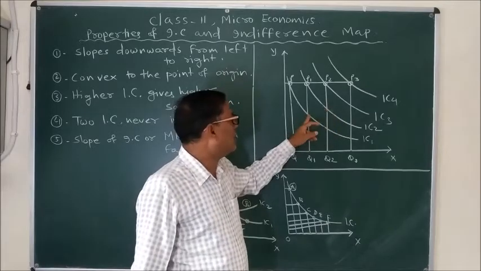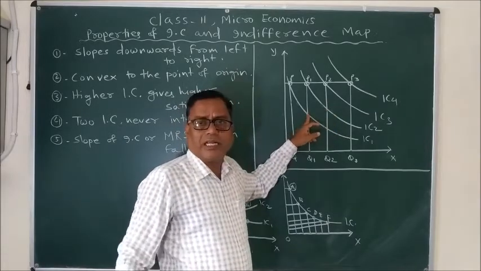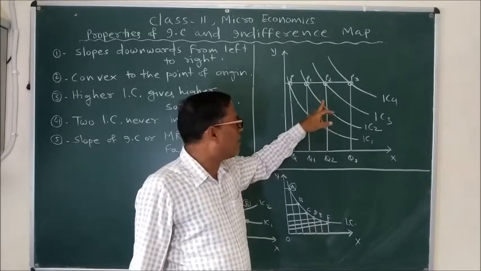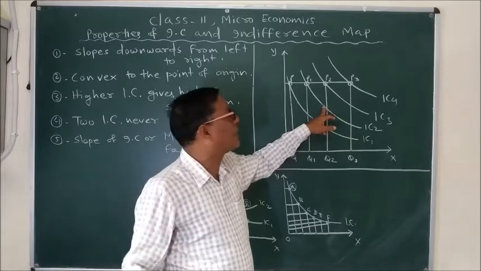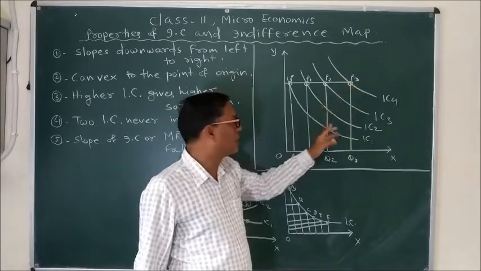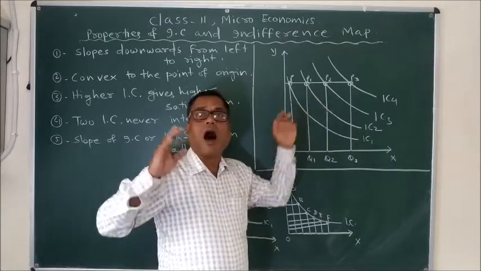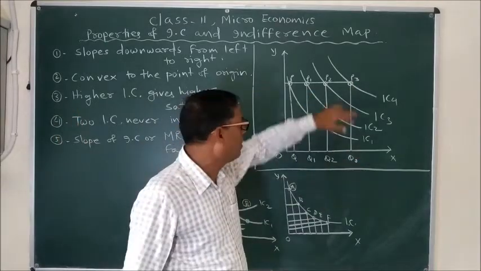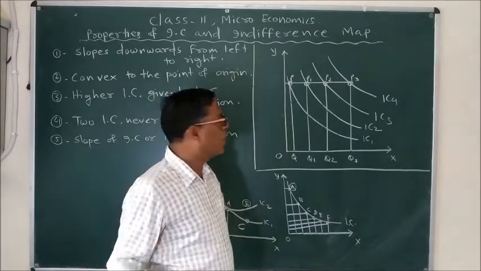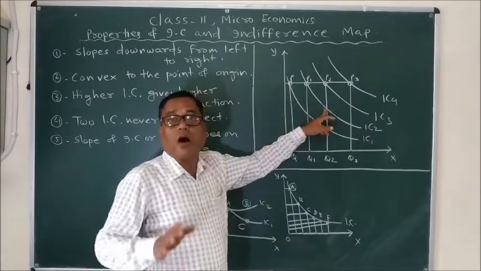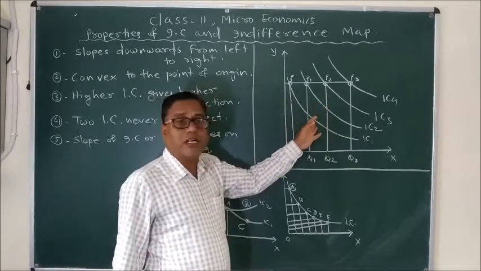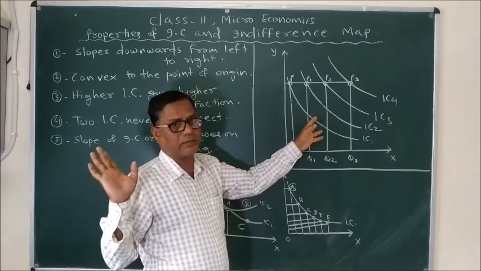That means any point on IC1 will give less satisfaction than any point on IC2, and any point on IC2 will give less satisfaction than any point on IC3, and so on. That means the higher the indifference curve, the higher the level of satisfaction; the lower the indifference curve, the lower the level of satisfaction. So a higher indifference curve always gives more satisfaction to our consumer than any curve that lies below it.